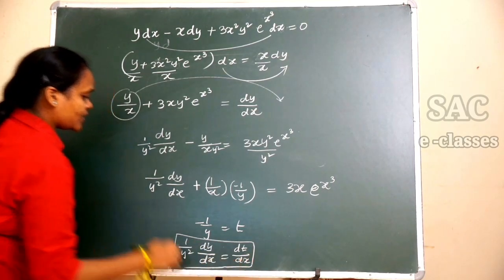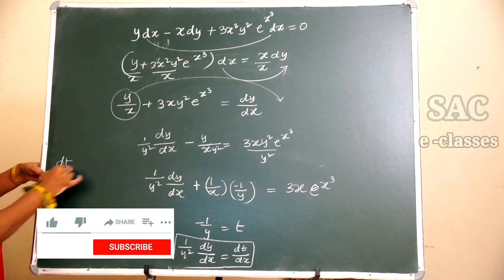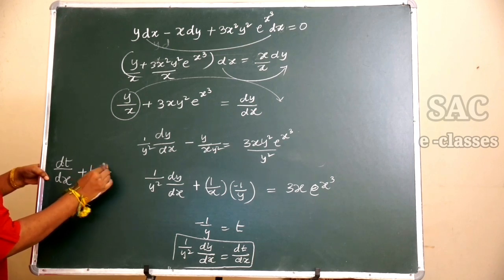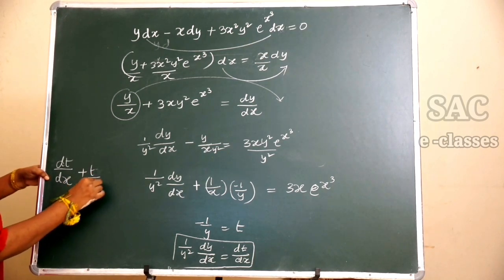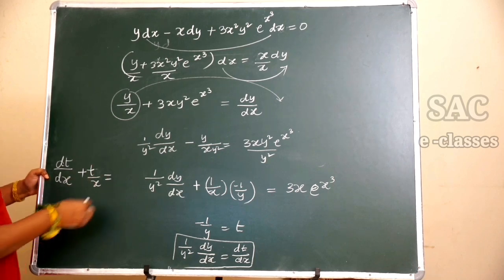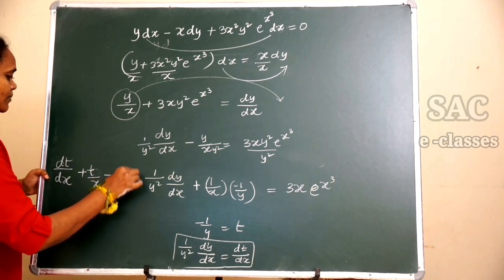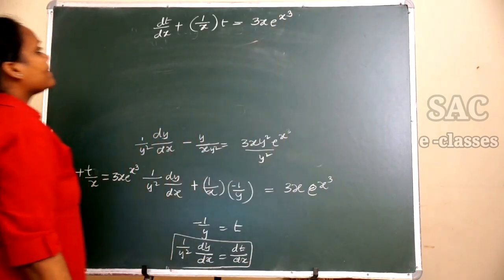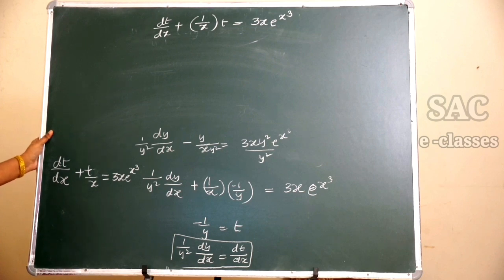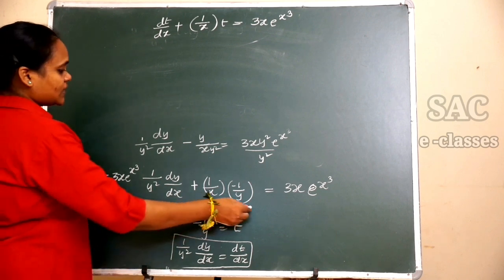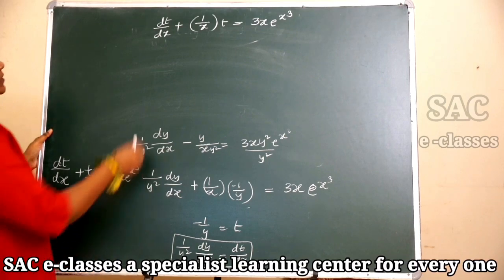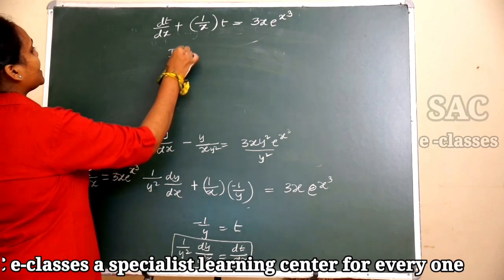So totally it will convert into dt by dx plus t by x, which is equal to 3x into e power x cube. Now we got the actual form of the linear differential equation, because earlier it was not in that form. We converted it into the linear differential equation. Now find out the integrating factor.